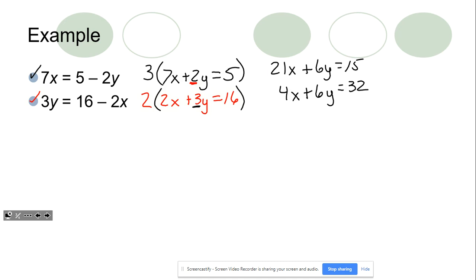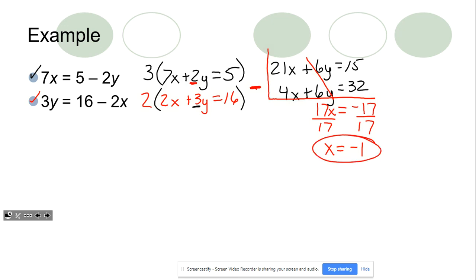Now, I'll subtract the equations. Keep my minus out here to remind me to subtract everything. I'll start all the way over to the right. 15 minus 32 gives me a negative 17. The 6 y's will cancel each other out. 21x minus 4x is 17x. I'll divide by 17 on both sides to get x equal to negative 1.